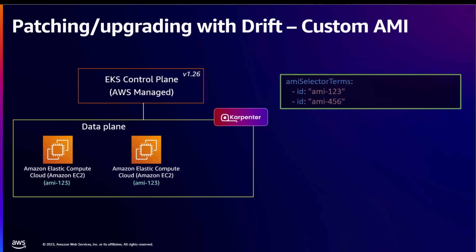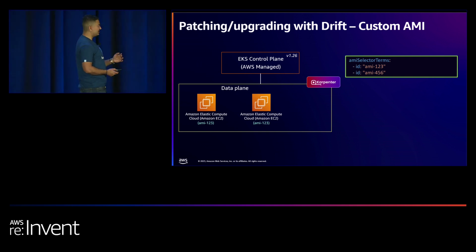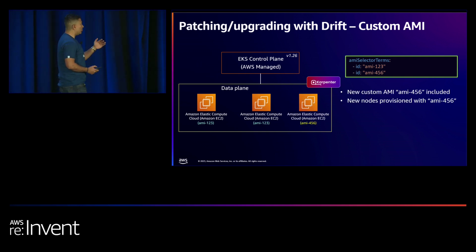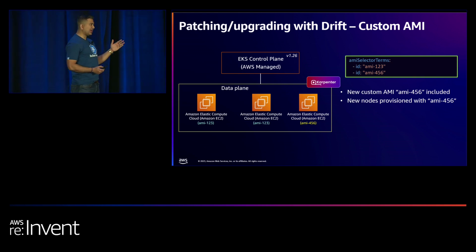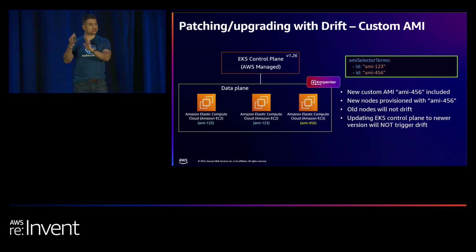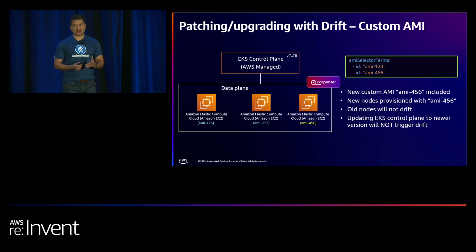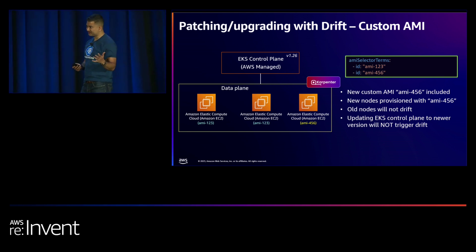Now you have a new AMI, and you add that new AMI ID, AMI 456. Any new EC2 instance that is provisioned will be provisioned with the new AMI, AMI 456. But old nodes will not drift. Remember, we said drift is a mismatch between the CRD values and your machine. You still have AMI 1, 2, 3. So technically, it has not drifted.